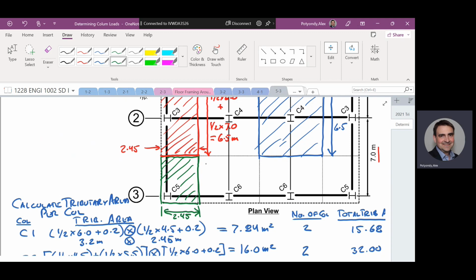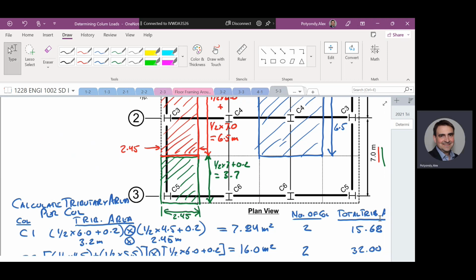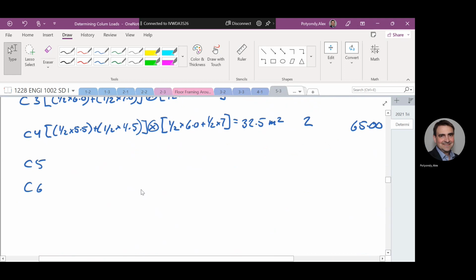And then this dimension here, 1/2 times 7 plus 0.2. And I got to be careful because I'm going to need room for my C6. 1/2 times 7. So that's going to be 3.7 meters. Okay. So now I plug those numbers in for C5.